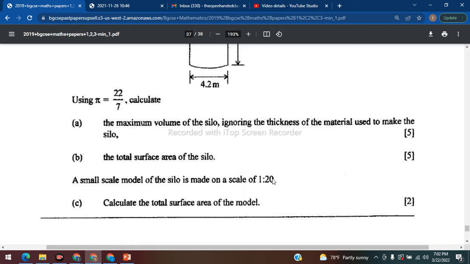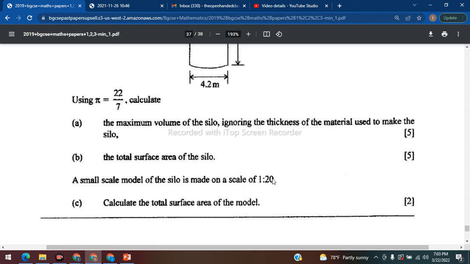Maybe you divide it by 20, and then you'll get the small scale, because they're asking for the small scale, not the big one. I guess they're trying to say the scale model is 20 times smaller than the big one. That's my guess, I'm not sure. If it's 1 to 20, it means the scale model is 20 times smaller, which means the real thing is 20 times bigger.